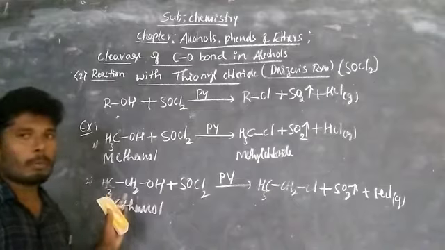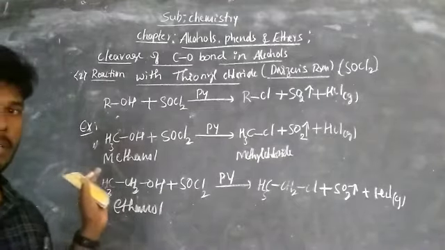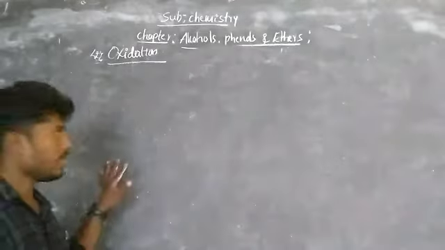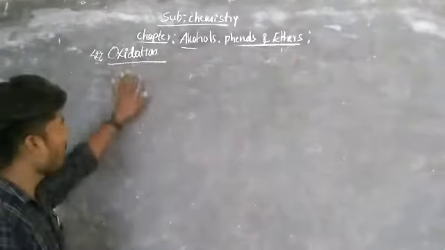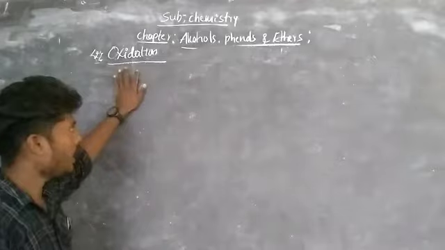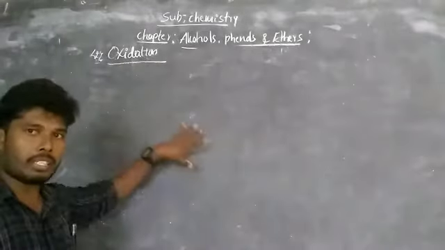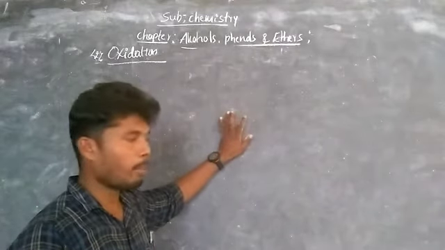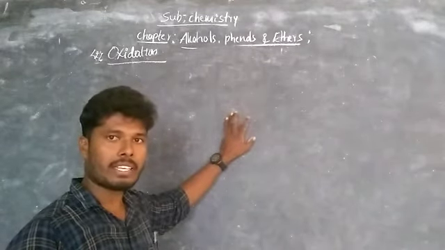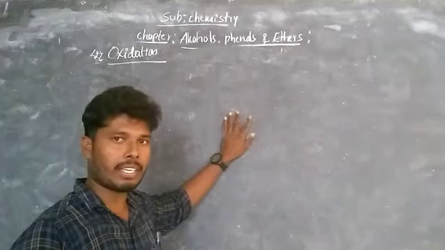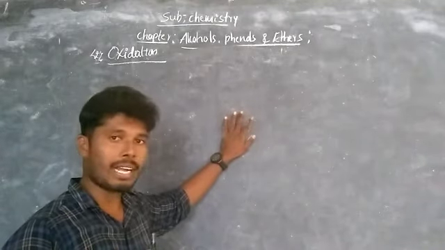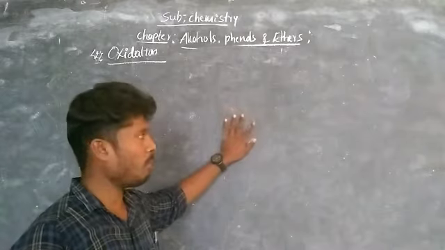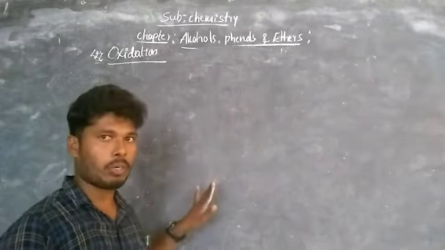Then the next chemical property is the oxidation property. The second chemical property of alcohol is oxidation. Here the alcohol is oxidized into aldehydes or ketones by using the respective oxidizing agent. It means addition of oxygen or removal of hydrogen. That process takes place in this chemical reaction.